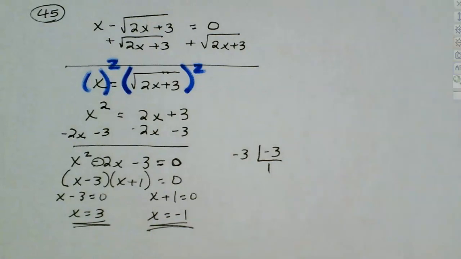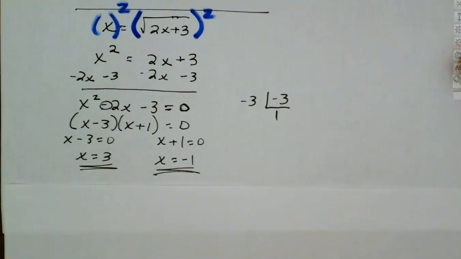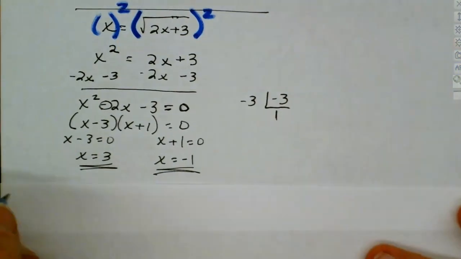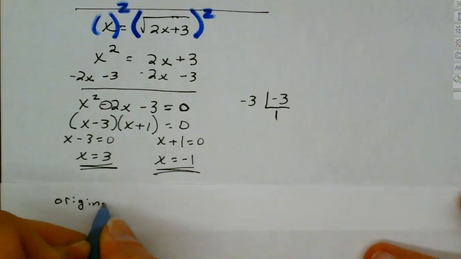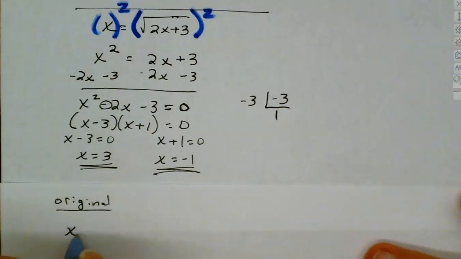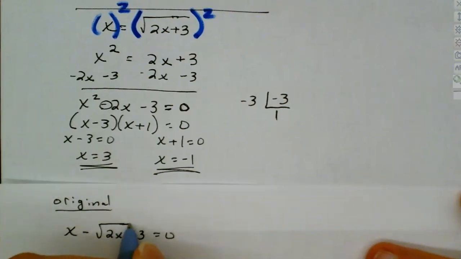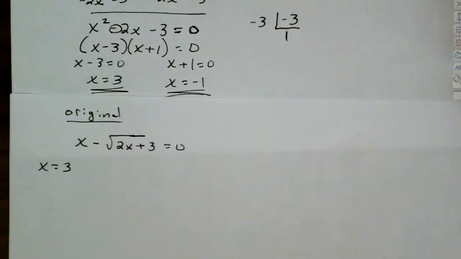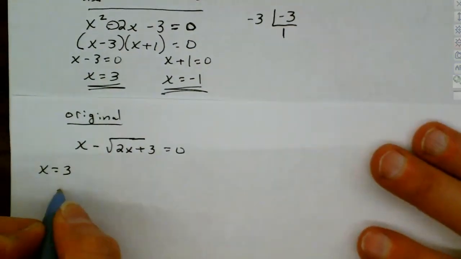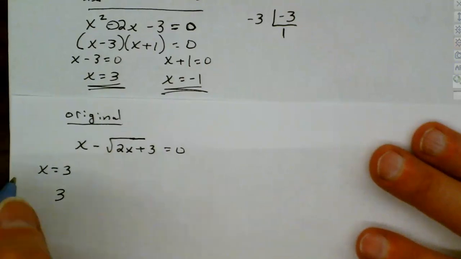So we're going to have to take each one of these and plug the value back into the original. So we're going to check each one of these in the original. And our original was this. X minus the square root of 2x plus 3 equals 0. That is our original. And we're going to check first off x equals 3 here. And we need to see if it comes out to be the same on each side.